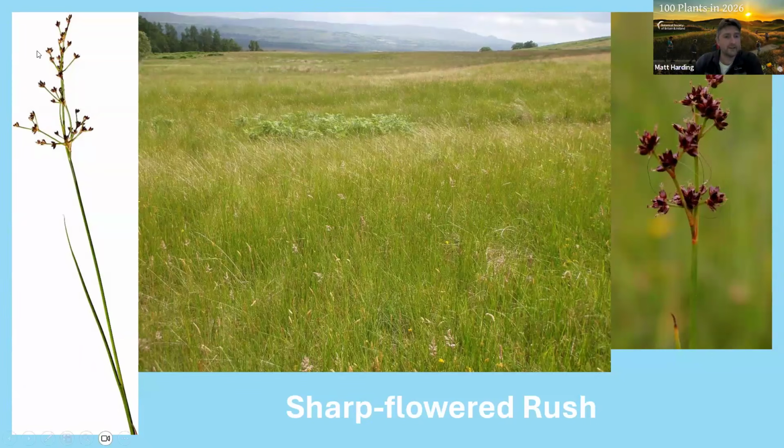The flower sits at the top of the plant, this inflorescence at the top of the plant, and the sharp flowered bit is to do with the shape of the tepals, which are the parts of the flower. Its leaves, if you open them up, have transverse cross-sections, like sort of ridges going transversely, a bit like a ladder, which is again very distinctive.